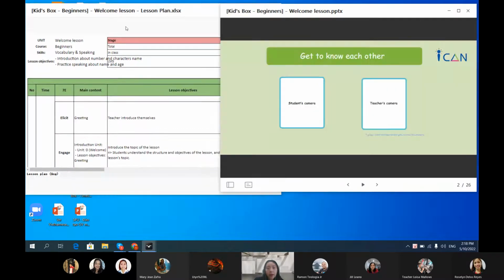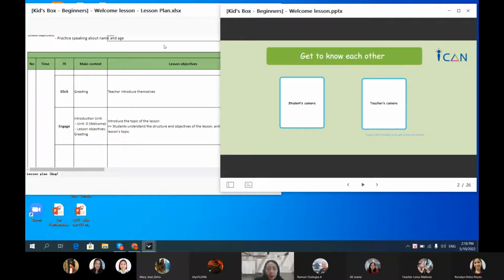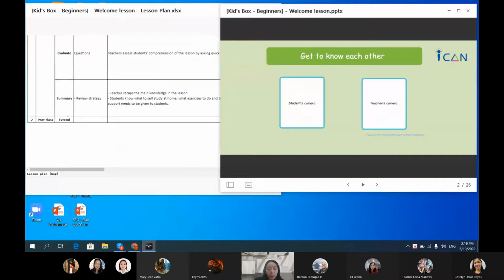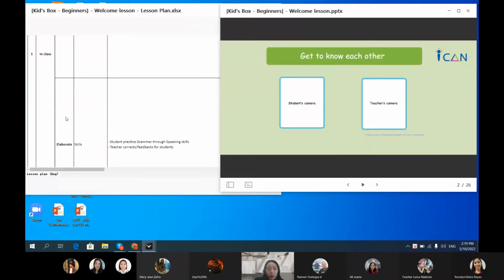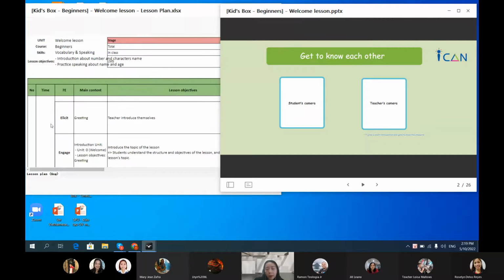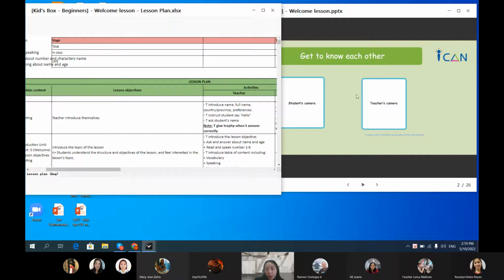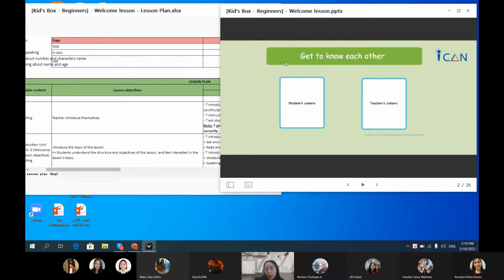Okay, so this is a lesson plan, and this is the slide that we teach. For example, that day we have the welcome lesson for beginners. You can see here the lesson plan was designed following the teaching method, and it also has 7 steps. You can see from analysis to extend, for example. Extend is the final one. Okay, so at the analysis stage, you will see the teacher has to introduce themselves. So we would do it here, get to know each other.